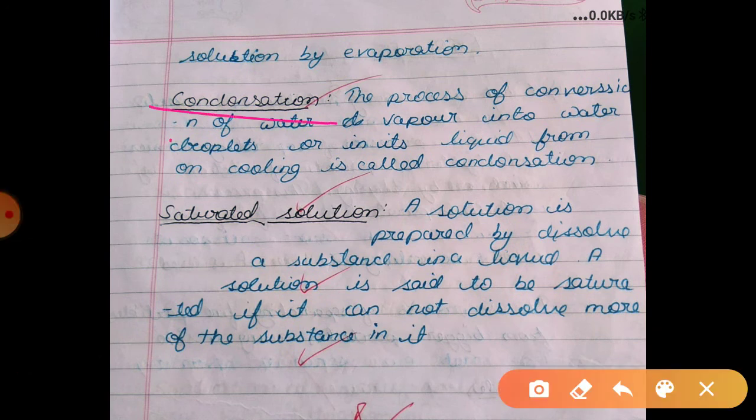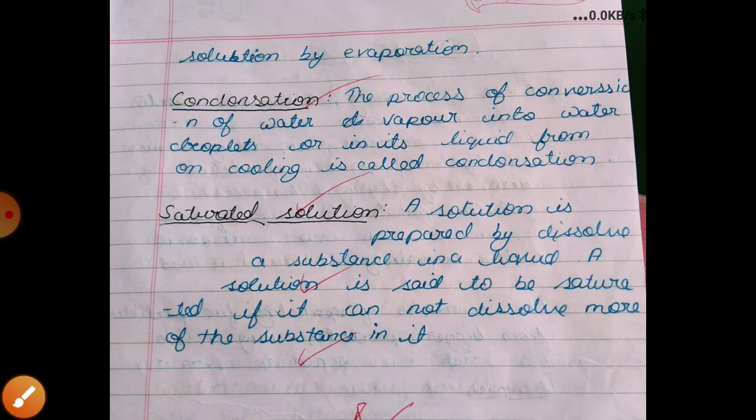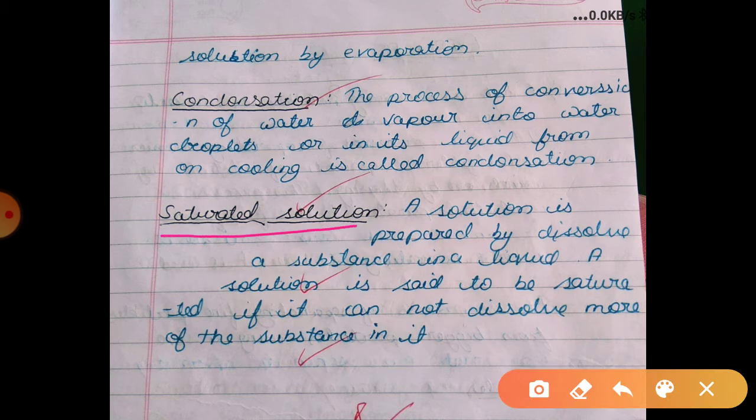Condensation. The process of converting water vapor into water droplets, or its liquid form, by cooling is called condensation. Saturated solution. A solution is prepared by dissolving a substance in a liquid. A solution is said to be saturated if it cannot dissolve more of the substance in it.